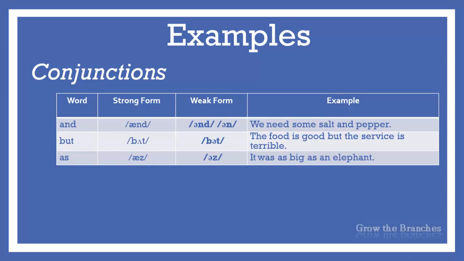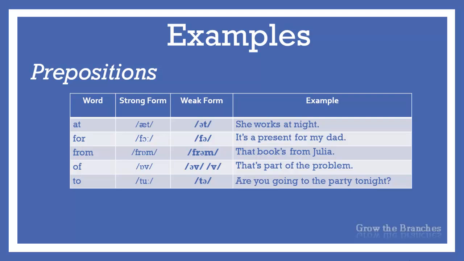Conjunctions. And. We need some salt and pepper. But. The food is good, but the service is terrible. As. It was as big as an elephant. Prepositions. At. She works at night. For. It's a present for my dad. From. That book's from Julia. Of. That's part of the problem. To. Are you going to the party tonight?